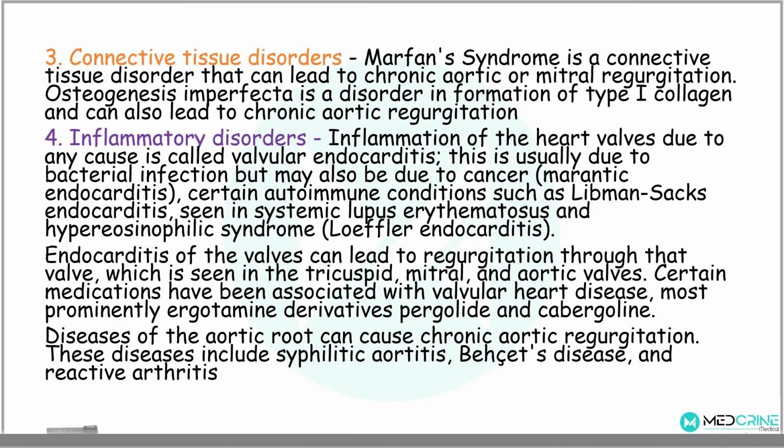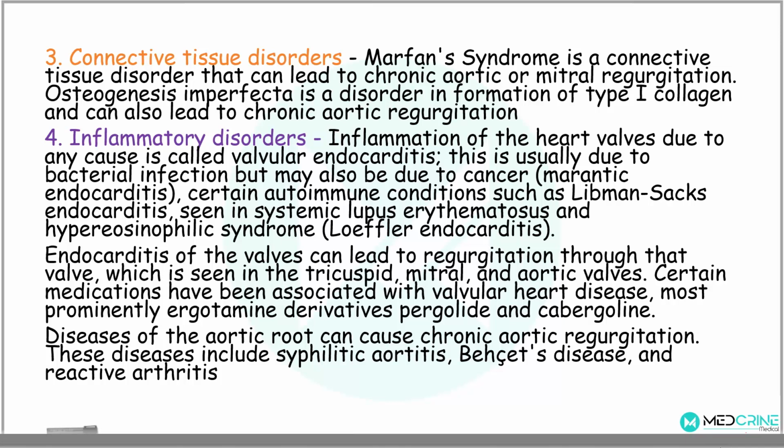Then the third cause is connective tissue disorders, for example Marfan syndrome, which is a connective tissue disorder leading to chronic aortic and mitral valve regurgitation. Osteogenesis imperfecta is a disorder in the formation of type 1 collagen that also leads to chronic aortic regurgitation besides Marfan syndrome. The fourth cause is inflammatory disorders.